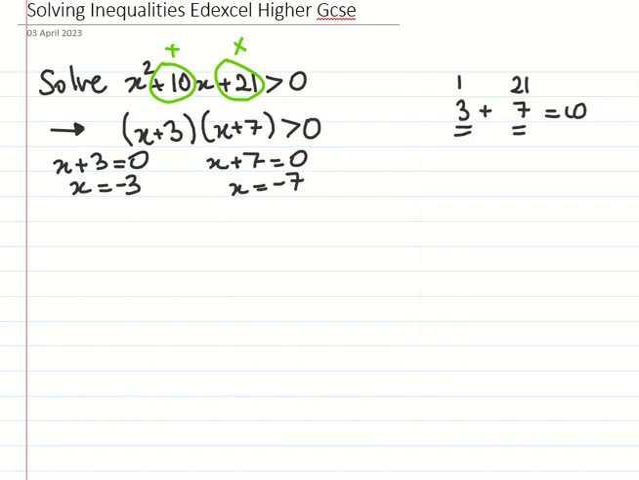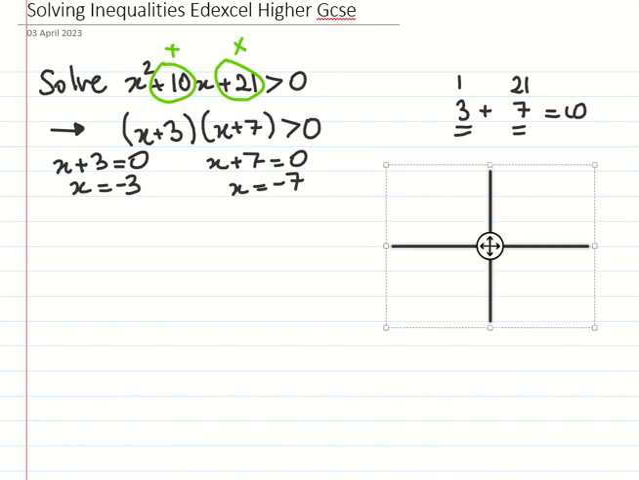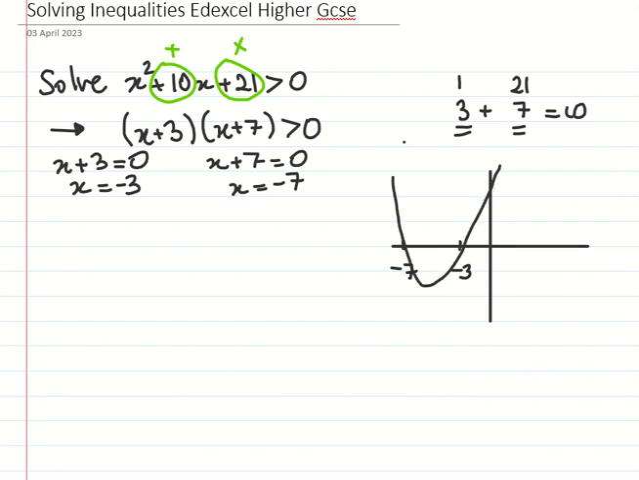So I'm going to draw it on a coordinate axis on this side here. Here is minus 3, here is minus 7. Since the coefficient of x squared is positive, our function will take a U shape. This is our y coordinate, and our function is y equals x squared plus 10x plus 21.